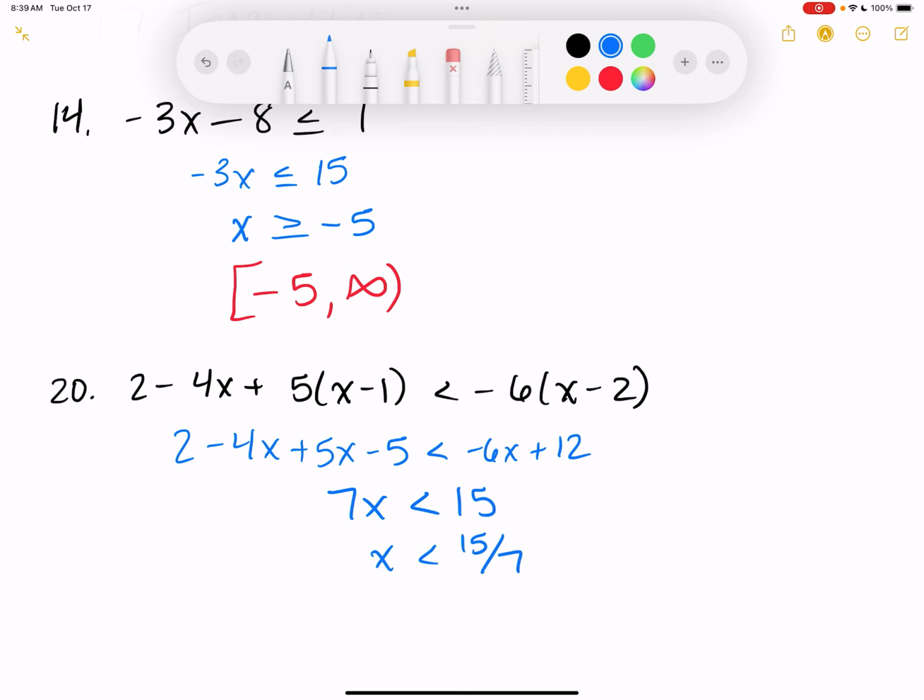I'm sure you've had teachers in the past that have said don't leave it improper. I personally would rather you just leave it improper. So this one, in interval notation, x is less than 15 over 7. So it's just less than, so that means it's going to be a parentheses. So this is going to be negative infinity to 15 over 7, and it's a parentheses there because it's just less than.